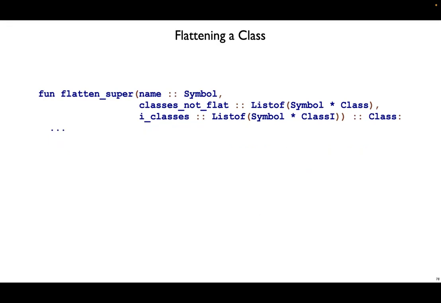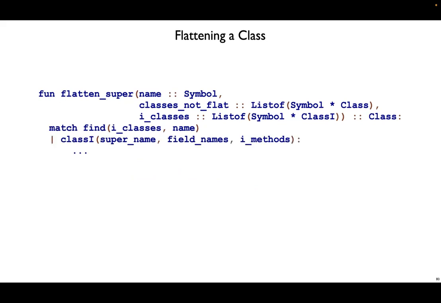Now for our wish, flatten super. Flatten super takes a name, a list of unflattened classes, and finally that original list of I classes. First, we look up the name in that original list of I classes. That gives us a class I with a super name, and we need a flattened version of that super name class. It turns out we already have a helper that will give us a flattened version of the class, flatten class. So we call that with super name.